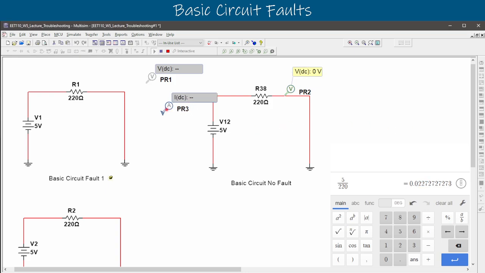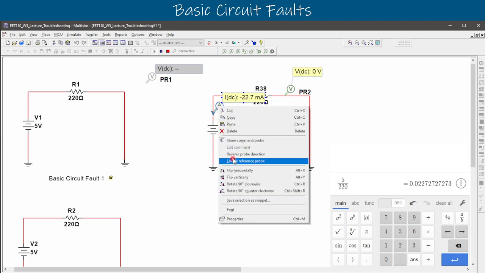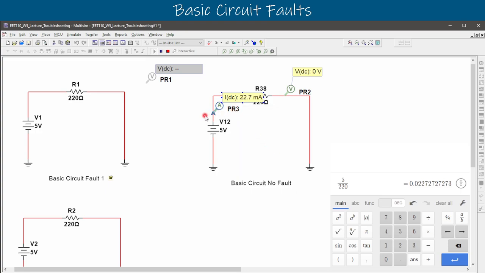And so we'll place our current probe, and that's this amperage probe up here. And we see that it's negative. That's fine. Current is never negative, right? Because time is not negative. But we can right click that and rotate, say, reverse probe direction. And that's going to point it in the other direction. It's just the arrow at the end of that amperage probe. And that allows us to measure around here and say that it's 22.7 all the way to ground.